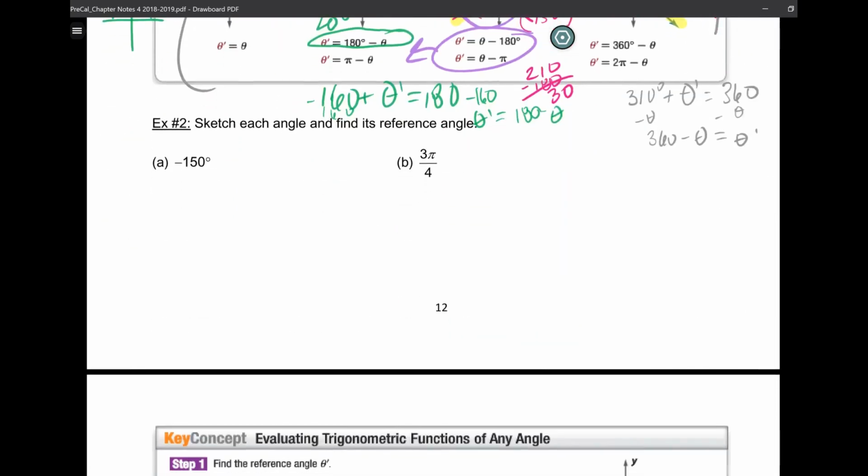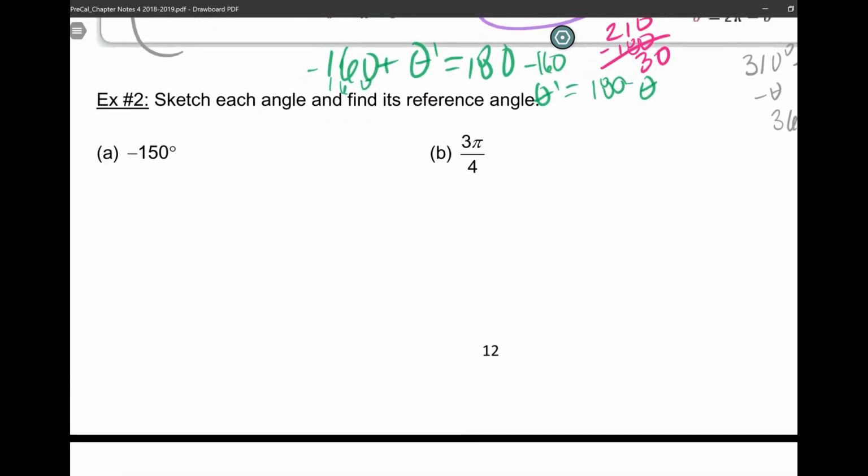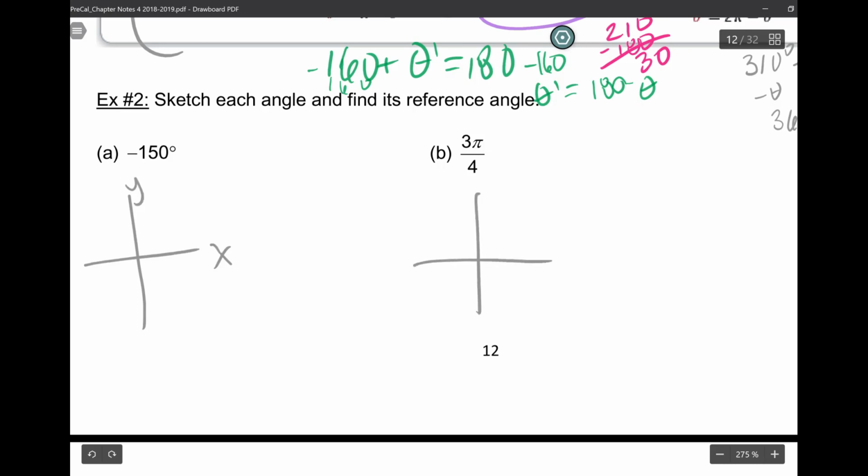Okay, so let's try example 2. Sketch each angle and find its reference angle. All right, so here's my x, y. Just set this up, x, y. All right, so my initial, of course, always goes along this x-axis. Negative 150. Let's see. So negative means it's going to be going clockwise. And I know if I go down this way, that's 90. So I have 60 more degrees to go, so it's going to be around here. T for terminal, I for initial. There. So this is negative 150 degrees.